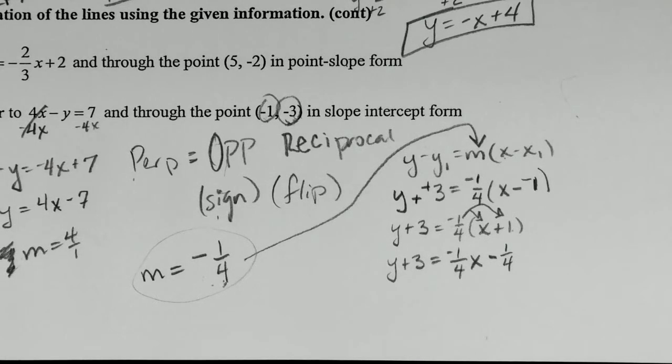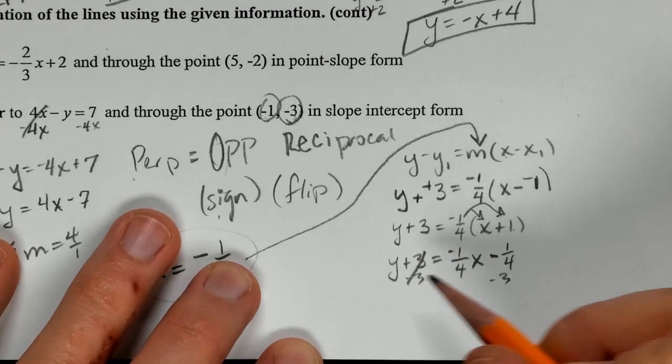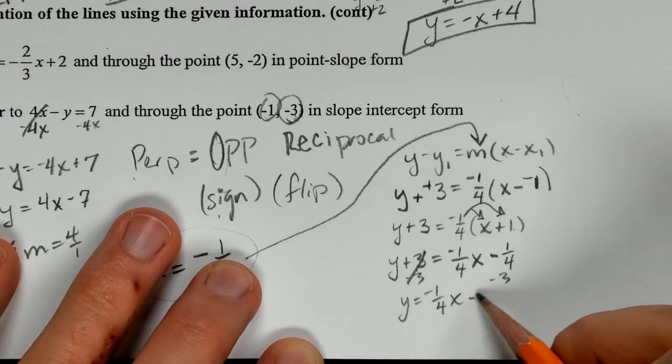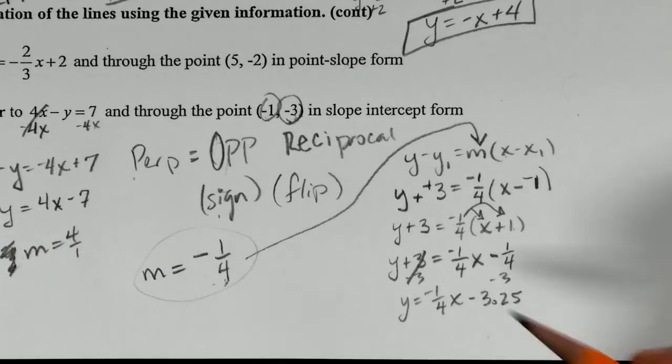All right, so now I've got one more step. I want to get y by itself. Monica, what is that last step? I'm solving for y. Yeah, fantastic. So I'm going to subtract 3 on both sides. That goes away. Now I have y equals negative 1/4 x, and I'm just going to say minus 3.25, or you could say 3 1/4. It's the same exact thing. Because I have a minus and I'm subtracting, they're both negative, right? So we can basically add those together. There's my answer.